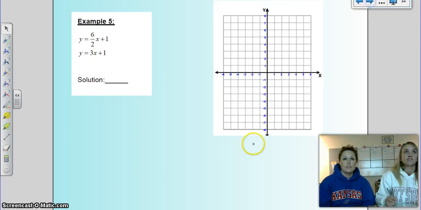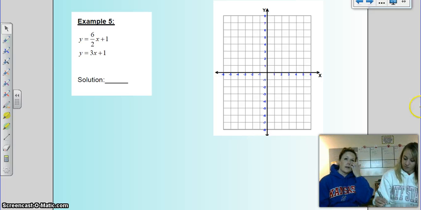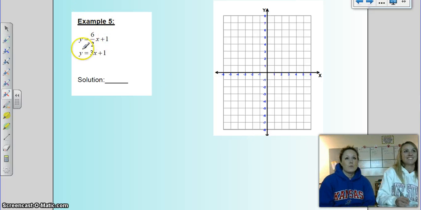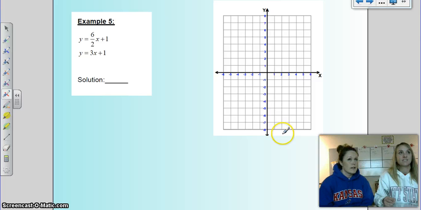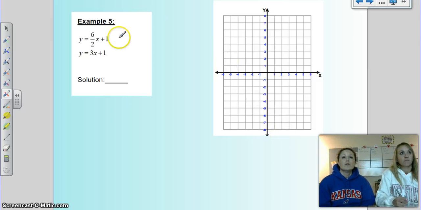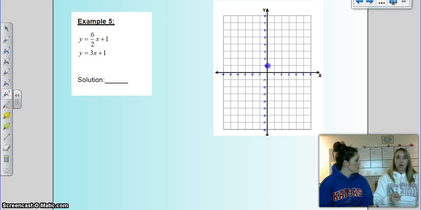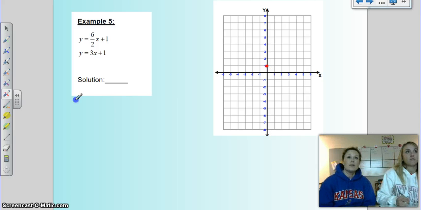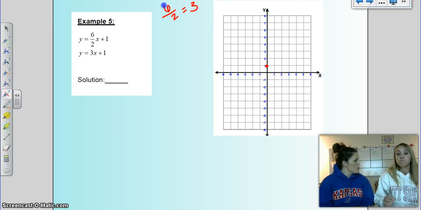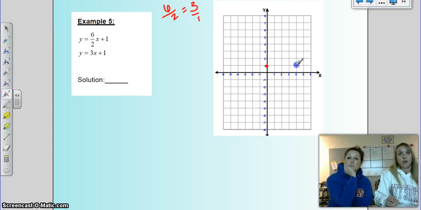Now, let's look at this one. Let's look at number 1. The first one is y equals 6 over 2 x plus 1. Always start here, so up 1. What do I do with a fraction as my slope? Well, you can just do that, or you could simplify it if you wanted to. I know that 6 over 2 is 3. So that'd be 3 over 1, so up 3 over 1. I can do up 1, 2, 3 over 1.